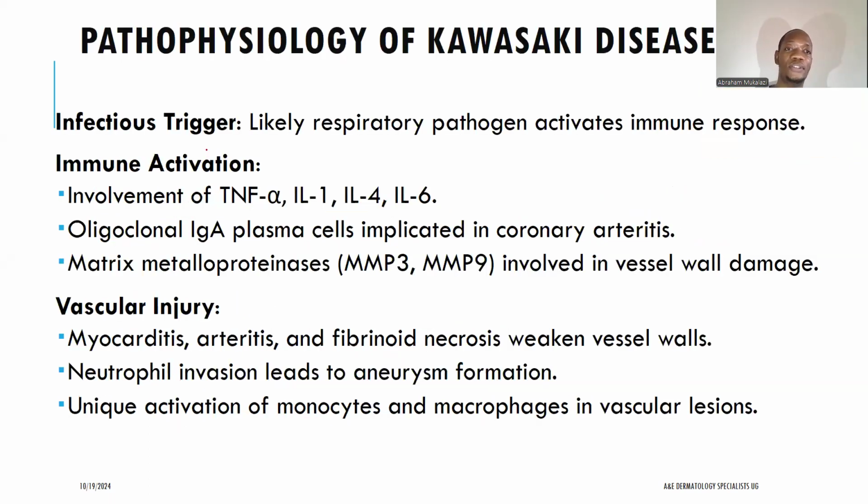So in the pathophysiology, we have an infectious trigger, whatever trigger it is, which is most likely to be maybe respiratory in nature, that activates the immune response. When you activate the immune response, you end up having a production of tumor necrosis factor alpha, interleukin 1, interleukin 4, and interleukin 6. Because of the activation and these interleukins, they now trigger an immune response that causes the eventual damage to the vasculature, and then you end up with a systemic manifestation.